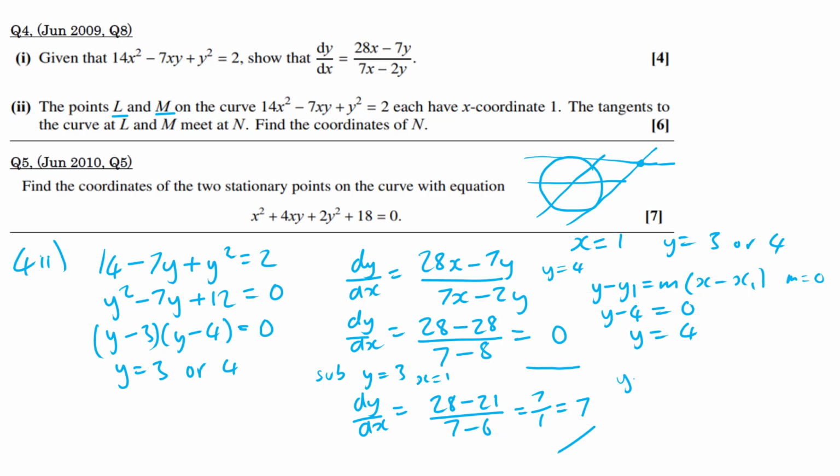y minus y1 equals m(x minus x1). Now we have m equals 7 for this question, and y1 was equal to 3. So we do y minus 3 equals 7(x minus 1), and I'm going to split that up: 7 times 1, so minus 7. Now you can see this is going to equal y equals 7x minus 4. And that's going to get us a bunch of method marks and answer marks doing that.